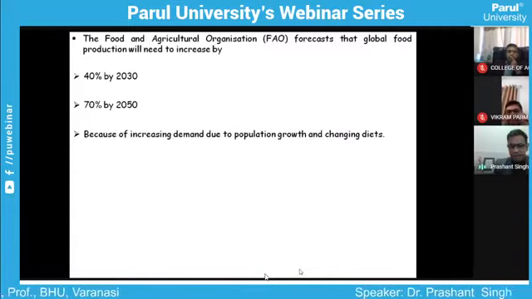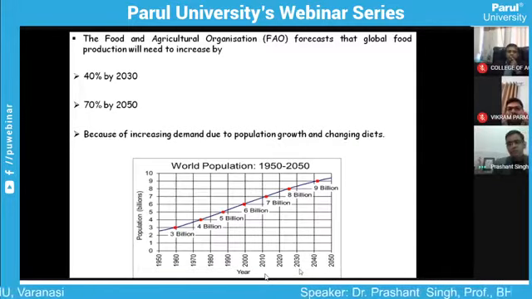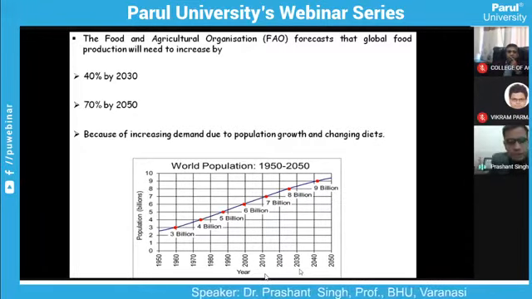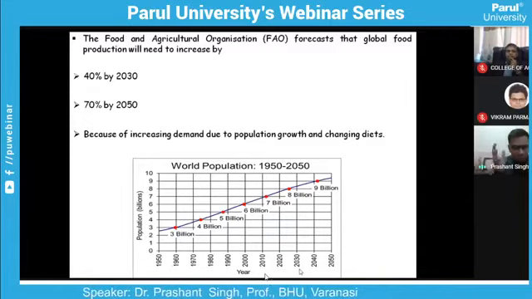The reason behind that is a population burst. You can see that the population is increasing exponentially. So we need to find some sort of solution for that.